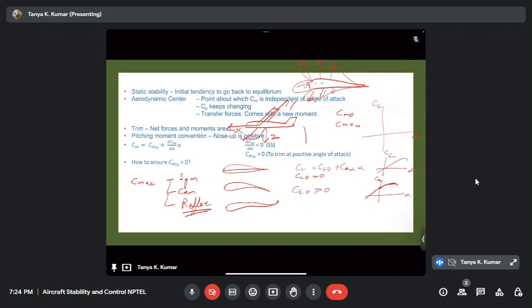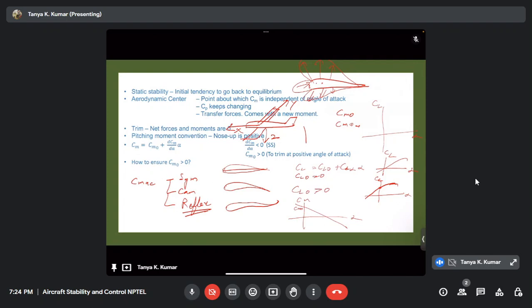So what does the curve look like? If this is Cm and this is alpha, how should the curve look? Like this, right? With a positive Cm naught and a negative slope. Now, how do you ensure positive Cm naught? Maybe this will help you answer some other question that we started with in the slide. How do you ensure Cm naught is greater than 0?